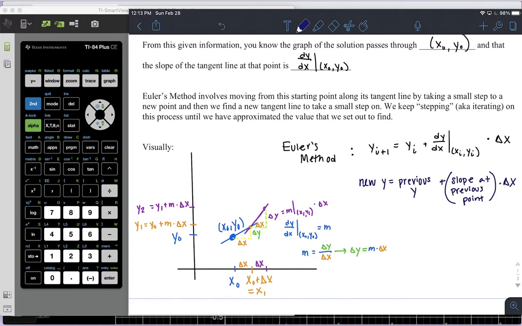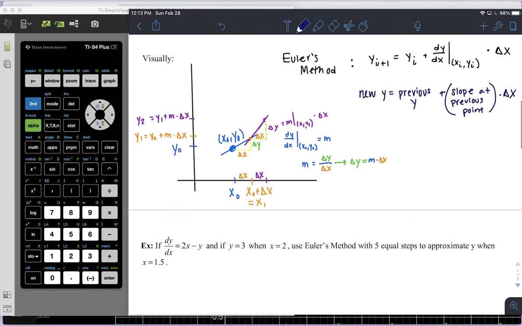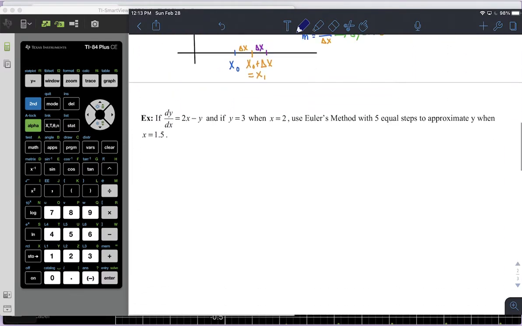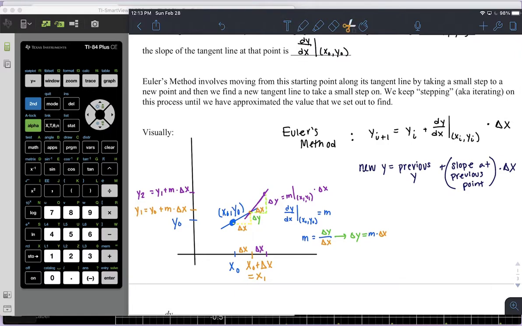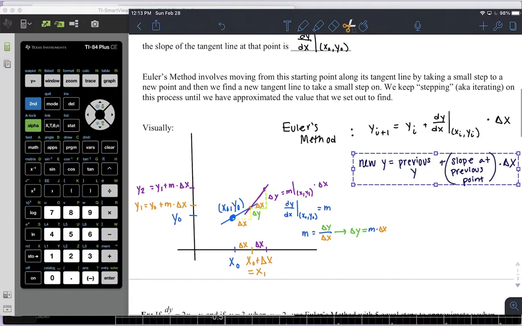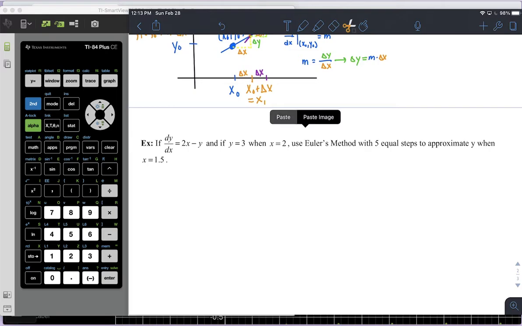And so let's look at how that actually looks. You can tell that I have my TI-84 pulled up on my laptop. If you don't have a calculator handy, you probably want to grab one just to follow along. So I'm going to copy this little formula down onto my next page so that we can think about it while we use it.